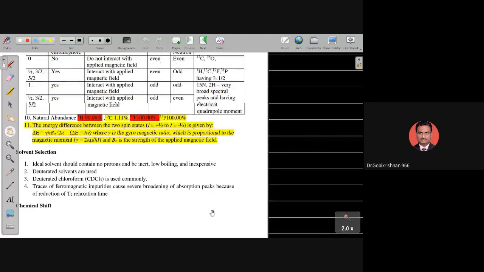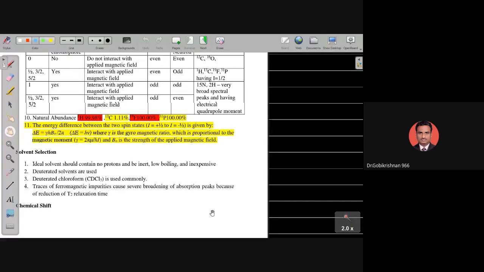The next topic is solvent selection. An ideal solvent should contain no protons. That means all the protons will be replaced with deuterium, or tritium. Deuterated solvents are used, not denatured, deuterated solvents. Deuterated chloroform is used most commonly.